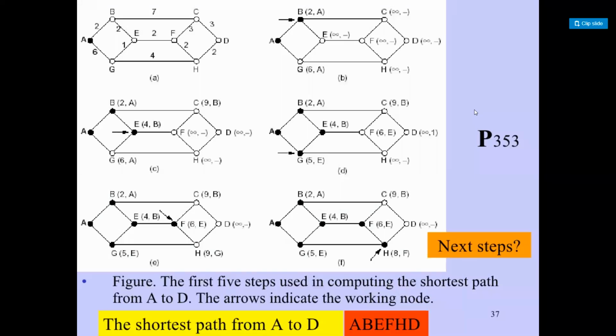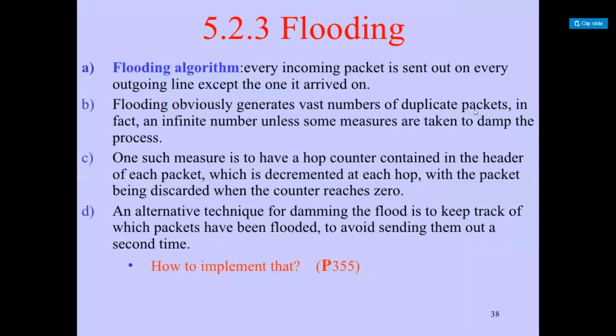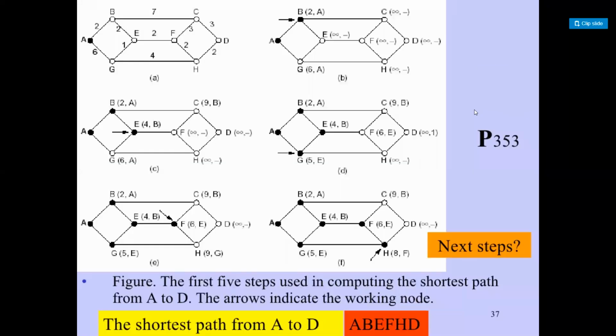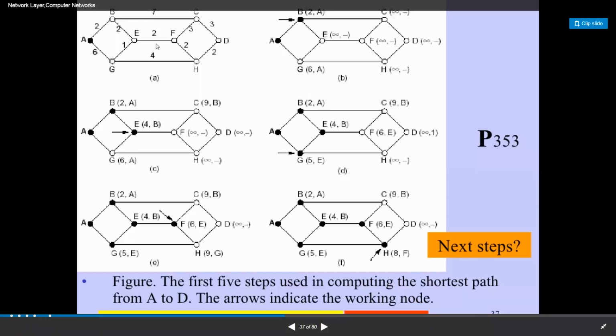This is a non-adaptive routing algorithm, nothing but a static routing algorithm. The shortest path routing algorithm is a static routing algorithm. Just take a screenshot of this picture and see once. In tomorrow's class, I will explain this diagram, this example. Just I will give you a brief.